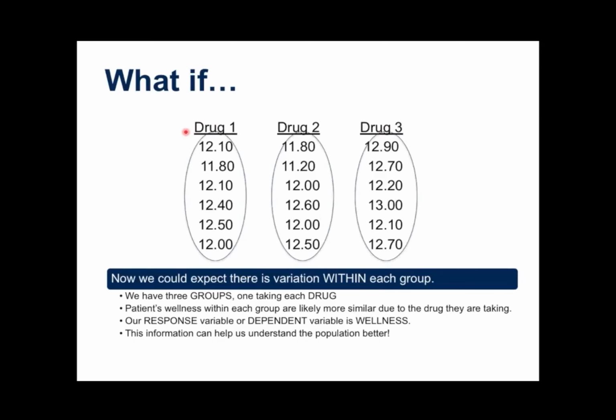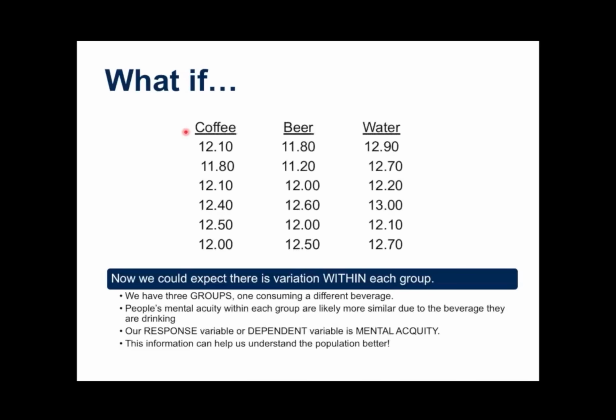Another example about within: what if I told you that these were measures of mental acuity? And if I knew that everyone in this subsample consumed coffee, this subsample consumed beer, and this subsample consumed water, it would be obvious that if I wanted to detect a difference between these three groups, knowing that all of these folks had consumed coffee, beer, or water is going to help me make my prediction better. This is exactly the situation that ANOVA has been designed to help us with.